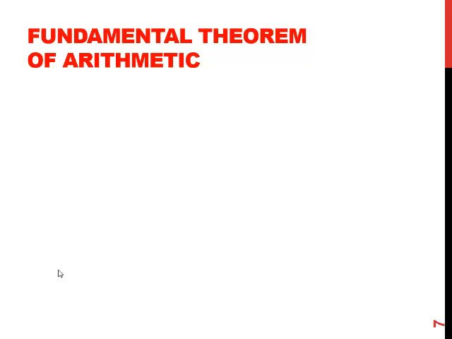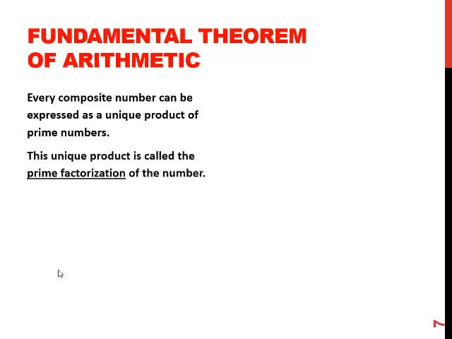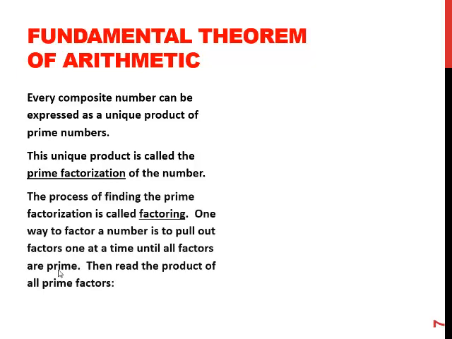The fundamental theorem of arithmetic tells us that every composite number can be expressed as a unique product of prime numbers. There's only one way to break down each composite number into a product of primes. This unique product is called the prime factorization of the number, and the process we go through finding that prime factorization is called factoring.